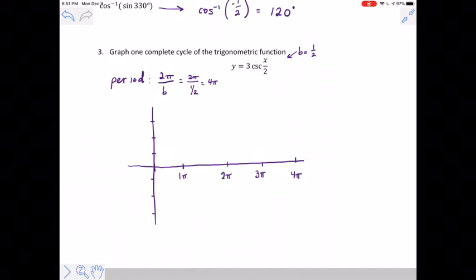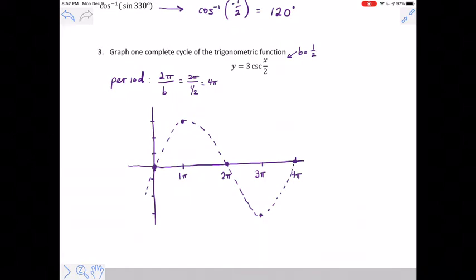And cosecant is the reciprocal of sine. So I'm going to graph first a sine function, which starts at the middle of its amplitude. It's going to come up to 3, back down to the midline, and down to -3, and then up to the midline. And since this isn't a sine function, I'm not going to graph that with a solid line. I'm just going to use a dotted line.